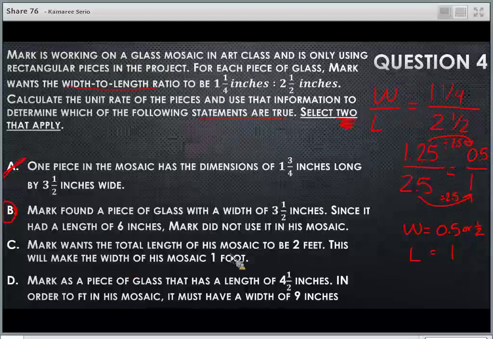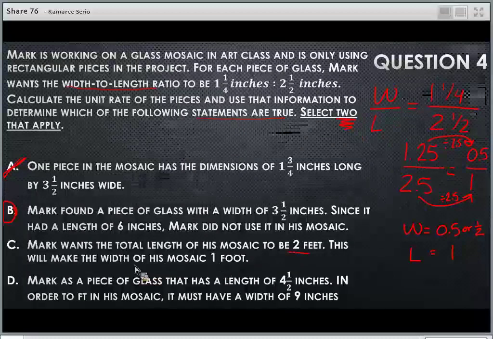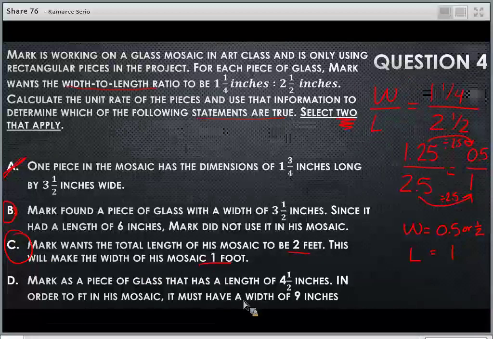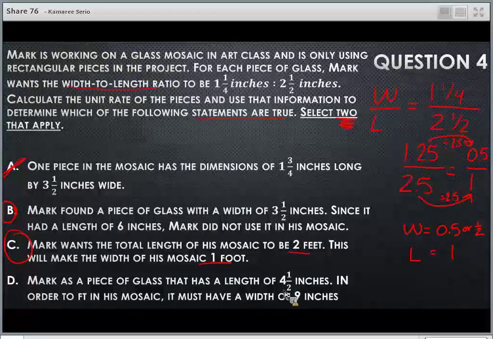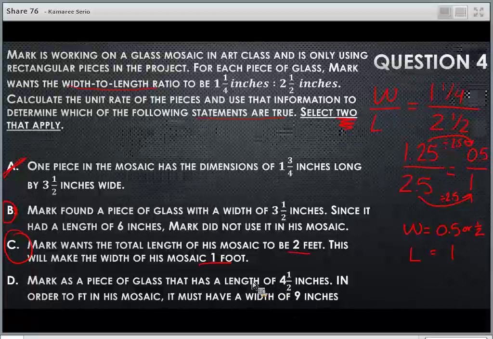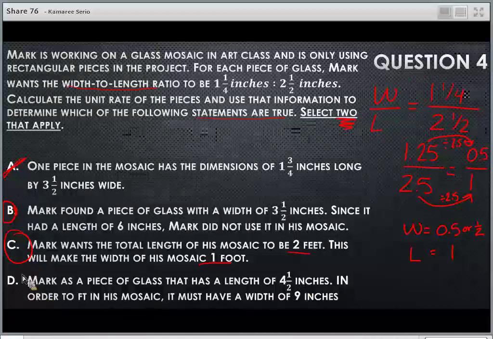If Mark wants the total length of his mosaic to be 2 feet, this will make the width of his mosaic 1 foot, right? His length is 2 and his width is 1. Perfect. And the last one here, right? If the length is 4.5 and the width is 9, remember you need the length to be bigger. Since this length is smaller, it cannot be D.